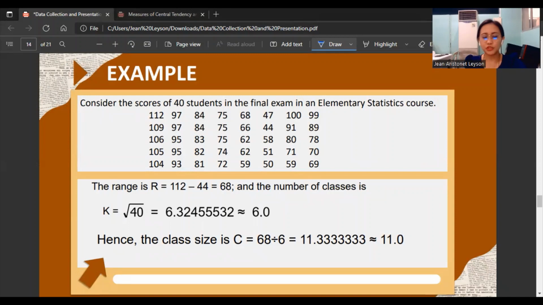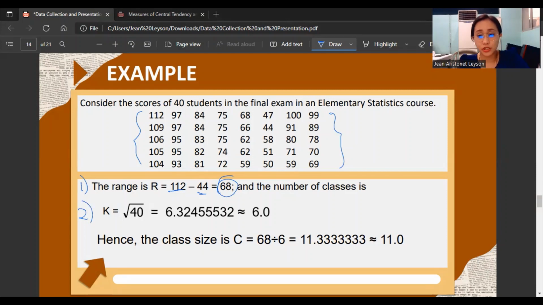So let's have an example. Consider the scores of 40 students in the final exam in an elementary statistics course. These are the data obtained from the 40 students. First step is to determine or solve for the range, and the range is simply the difference between the highest and the lowest score. So the highest score is 112 subtracted by the lowest score, which is 44. Therefore, the range is 68.